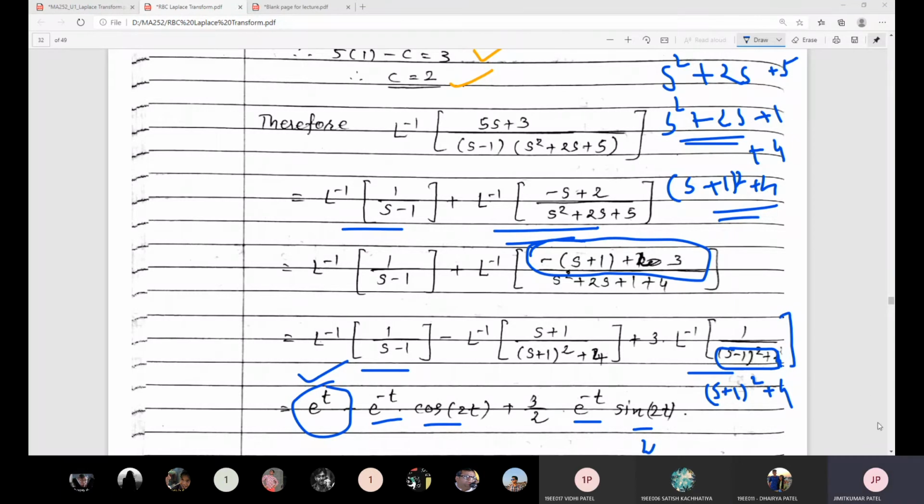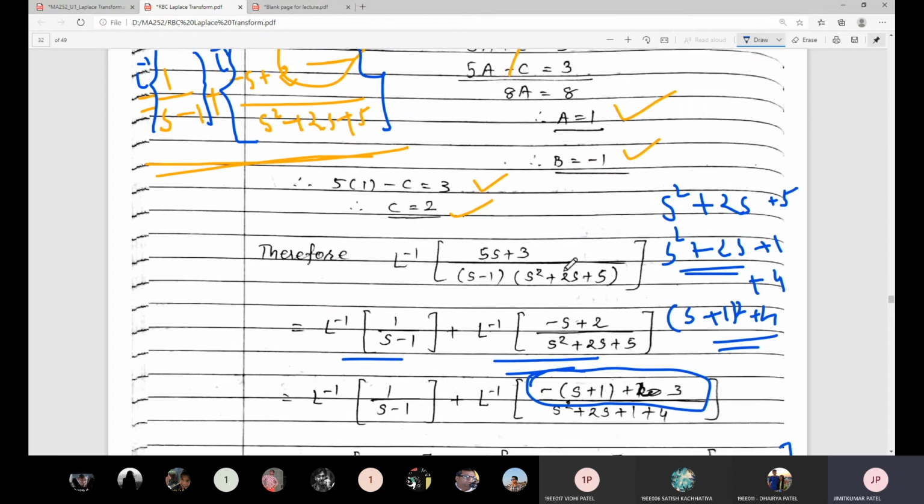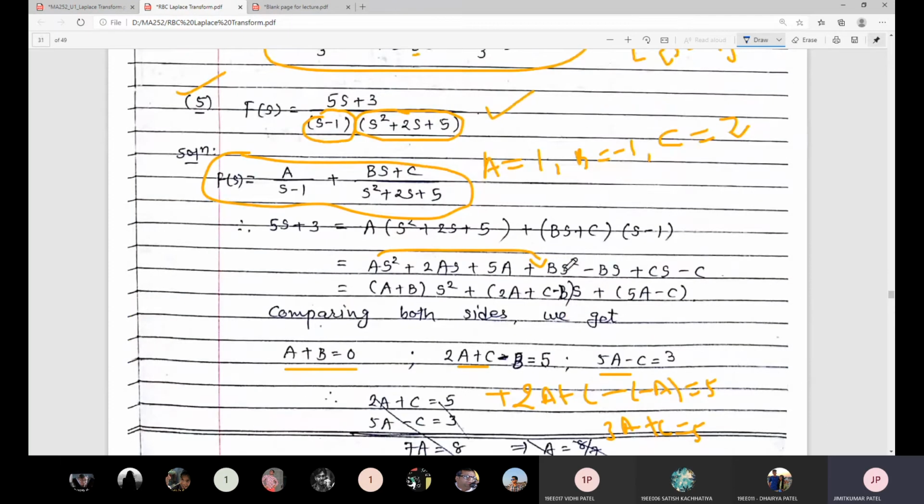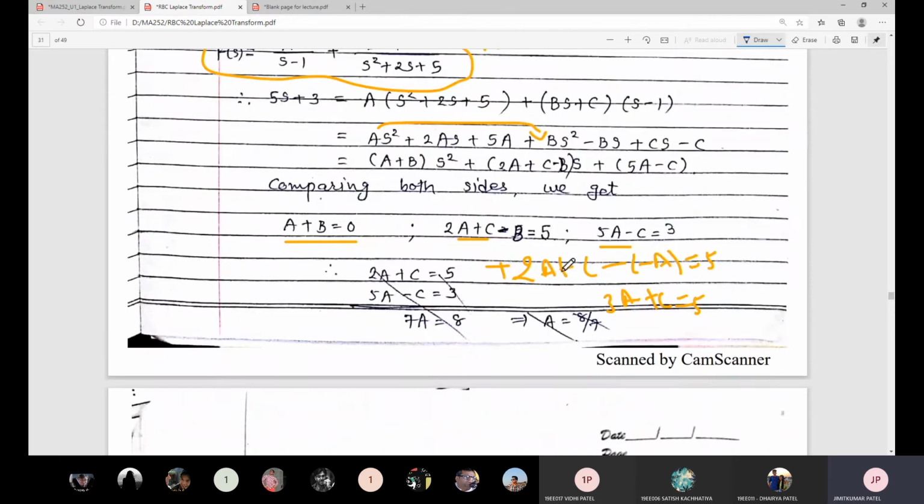Okay. Fourth case. The fourth case is not asked. It is not asked in your examination. Case number 4, partial fraction, will not be asked in your examination, so we cannot do any example for this. Done? Any problem up to here?